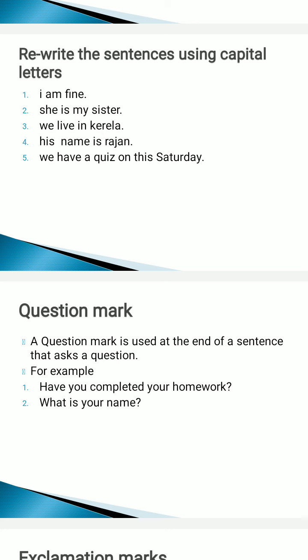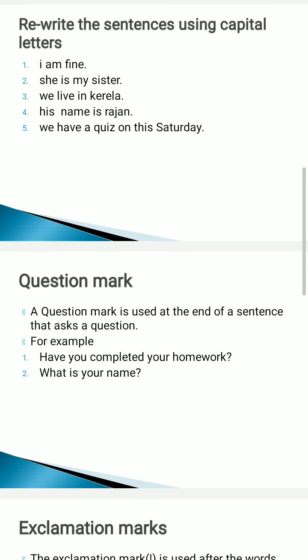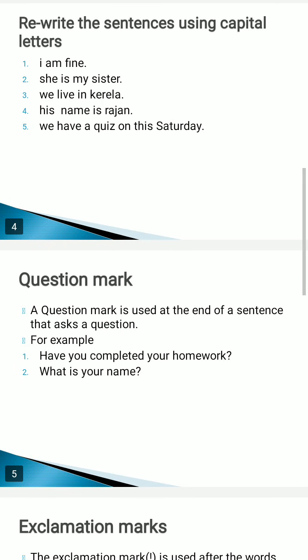Now, "his name is Rajan." First of all, H would be capital because it is the start of the sentence. And Rajan is a proper noun, the name of a person, so R would be capital. Secondly, "we have a quiz on this Saturday." W capital. Saturday is the name of a day, and S is already capital, so we need not write it again. We will keep it as it is, a capital S.